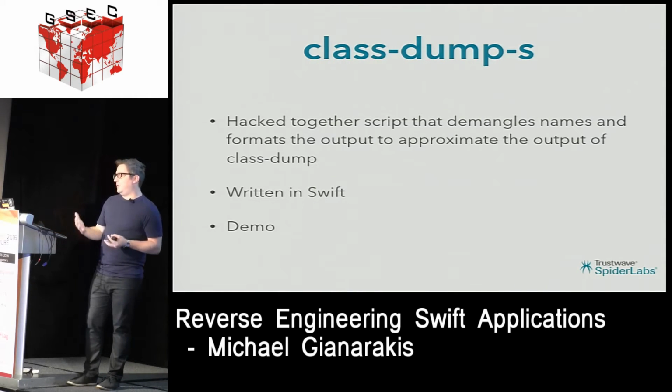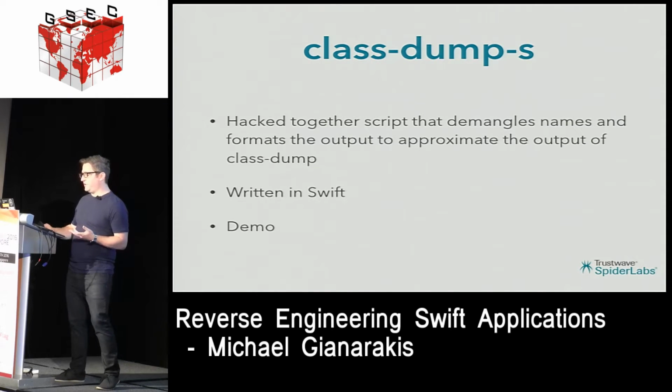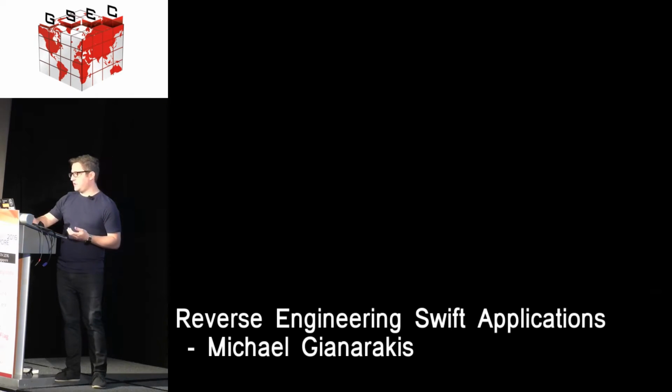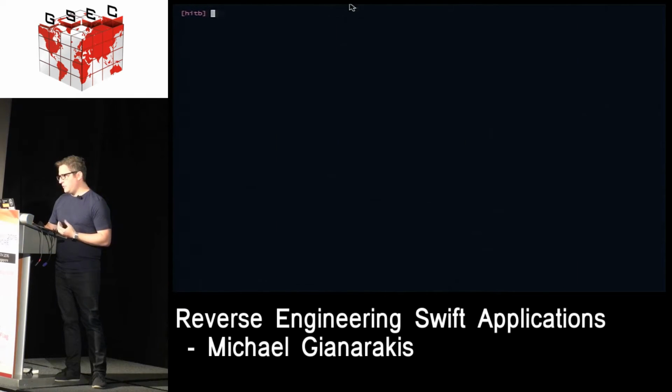So I've hacked together a script or a little app, I suppose, that demangles names and formats it in a way that approximates the output of class dump. It's written in Swift because why not, right? I'll give a little bit of a demo of how that works. Cool. So I just called it class dump s because why not? And this is the same app that we had before.